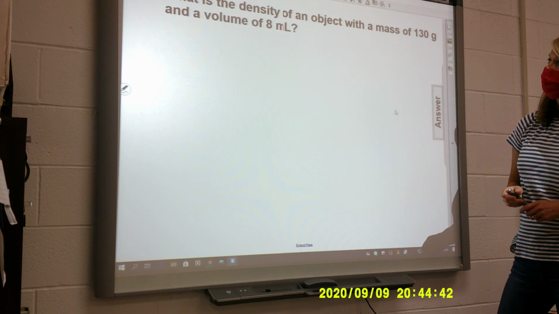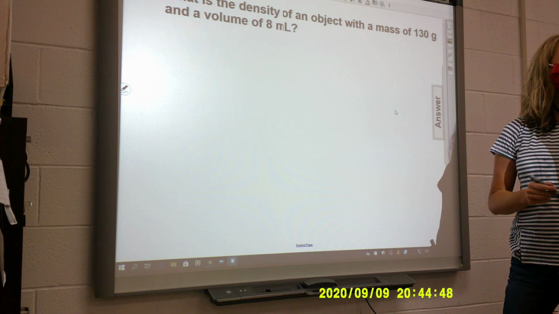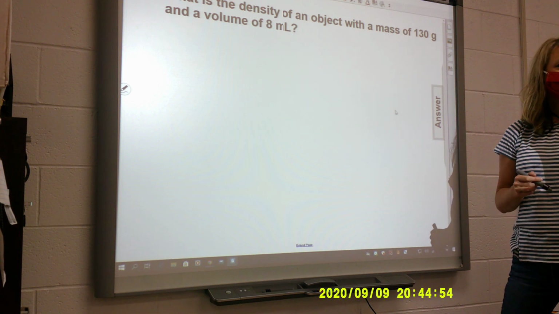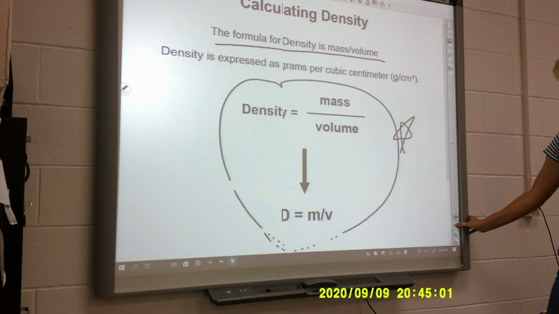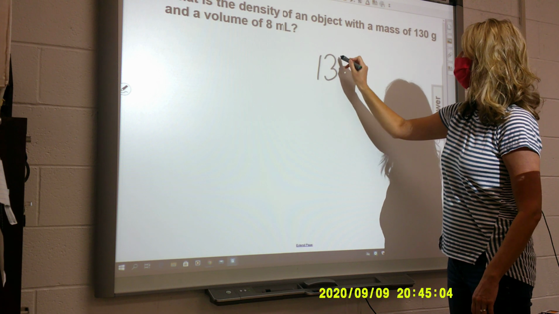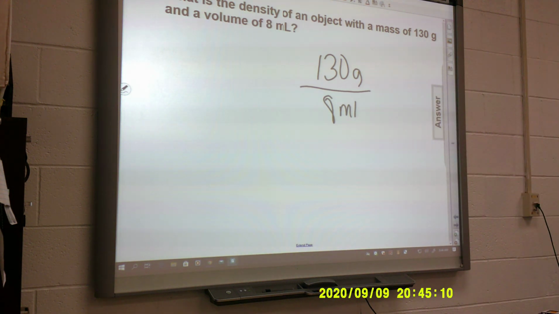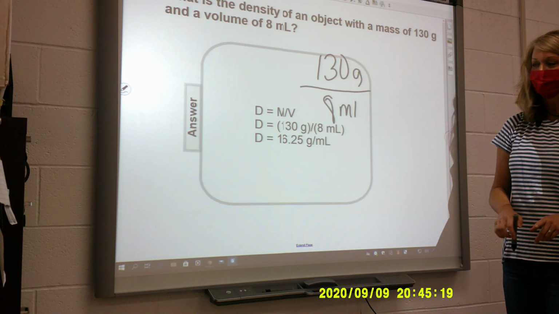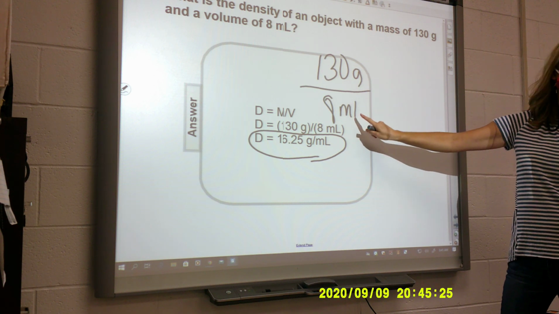Number 100. Okay. What is the density of an object with a mass of 130 grams and a volume of 8 milliliters? Who can tell me how I would solve that? Not the answer, just how would you go about solving it? Mass divided by volume. 130 divided by 8. So you would take your handy dandy calculator. 16.25. Somebody did it for me. Perfect. It's 16.25 grams per milliliter because we are in grams and milliliters.